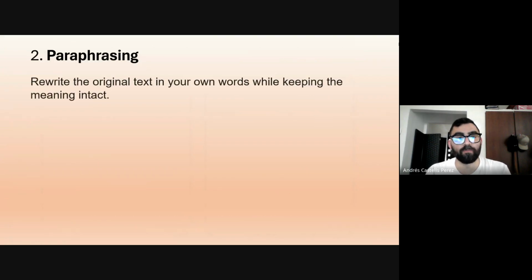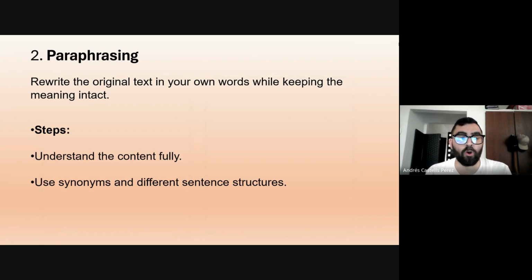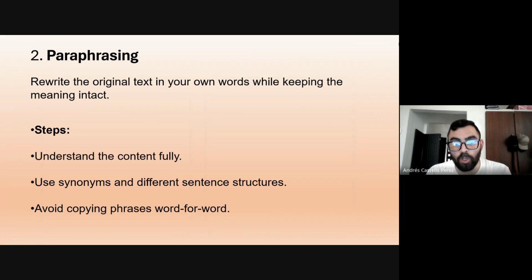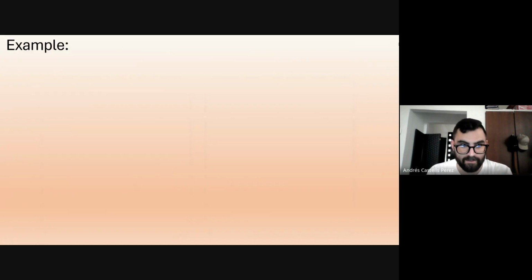The second strategy is paraphrasing. We're going to rewrite the original text in our own words while keeping the meaning intact, which means that we need to fully understand the content. We need to use synonyms and different sentence structures, and we have to avoid copying phrases word for word. We cannot search certain words and just put synonyms. We have to change it altogether using our own style and words while keeping the concept or meaning intact.